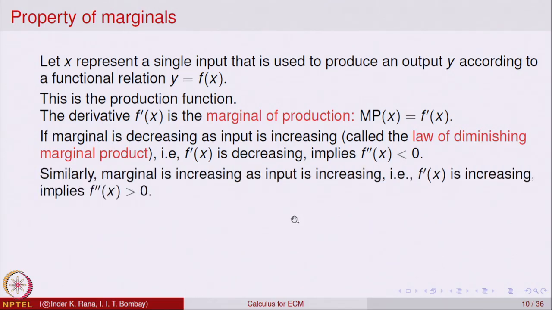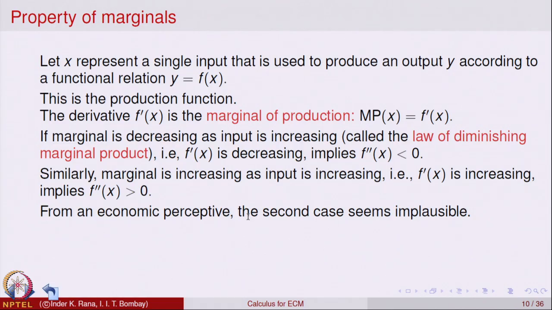This we want to study mathematically more deeply. Similarly, if the marginal is increasing as output is increasing, then f dash is an increasing function, and that means f double dash must be bigger than 0. All this we want to make mathematically very precise.